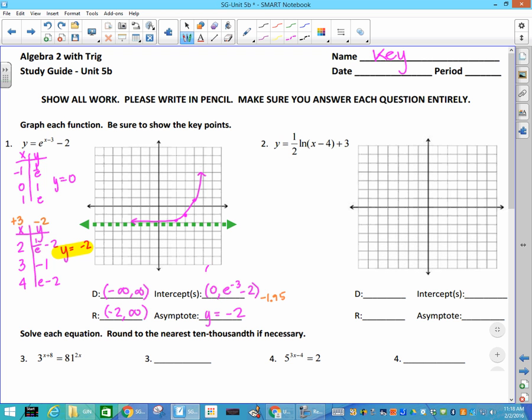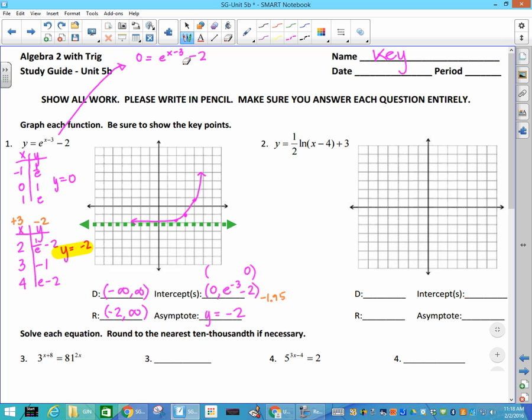Okay, the other one is, what if I put in 0 for y? And if I put in 0 for y, I'm going to go do it up here. So if I put in 0 for y, I'm going to have 0 equals e to the x minus 3 minus 2.